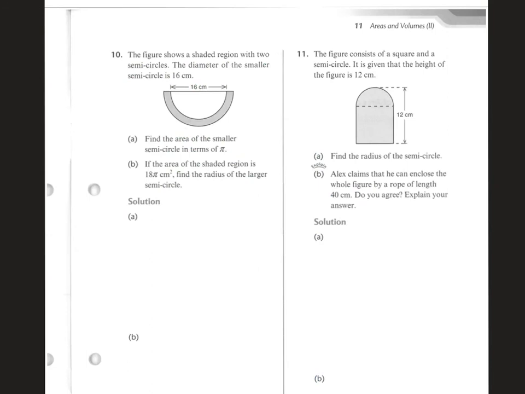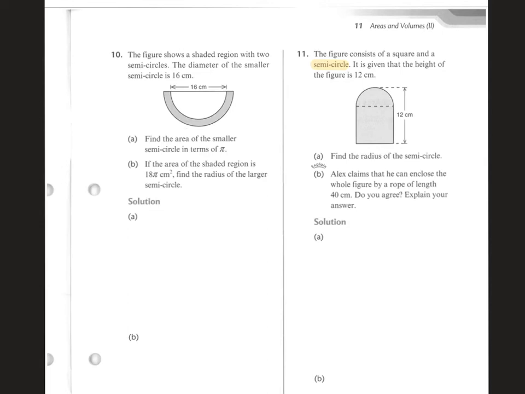Finally, we come to a question involving solving equations. But it's also a very good question to tell you the word semicircle I just mentioned right now. It's talking about half of a circle. Now let's start question 11. Question 11 is a question talking about a figure consisting of a square and also a semicircle. So you have a square here and you have a semicircle on top. And then this is the information of the figure. And now it tells you that the height of the figure is 12 cm.